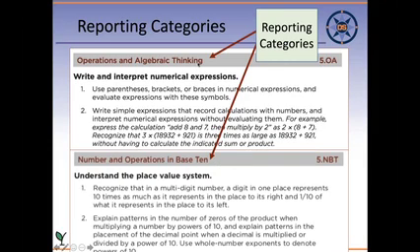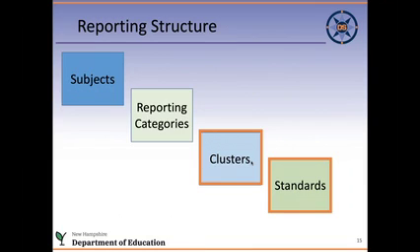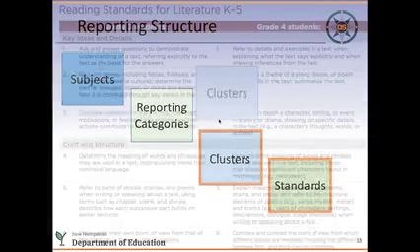Operations and algebraic thinking, numbers in base 10. The numbers in base 10 is combined with fractions for the SAS reporting. So that gets a little confusing. You have to break out the detail. But in general, the reporting categories are very similar or almost exactly the same as the domains in the standards. Clusters are the next level down.